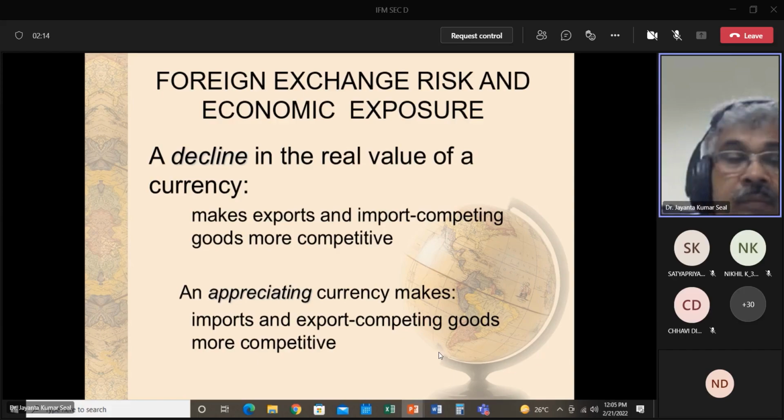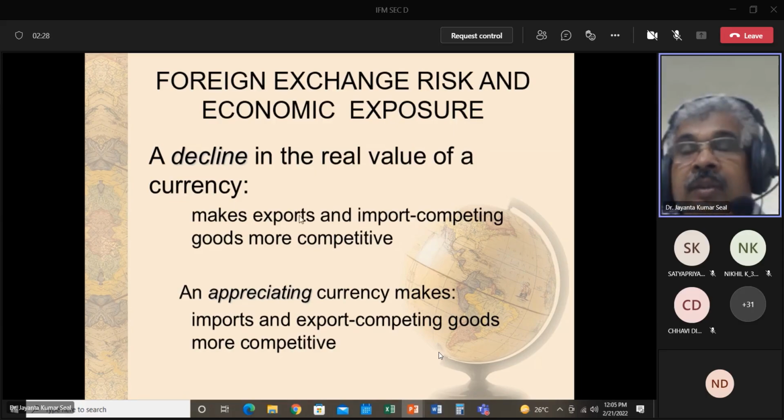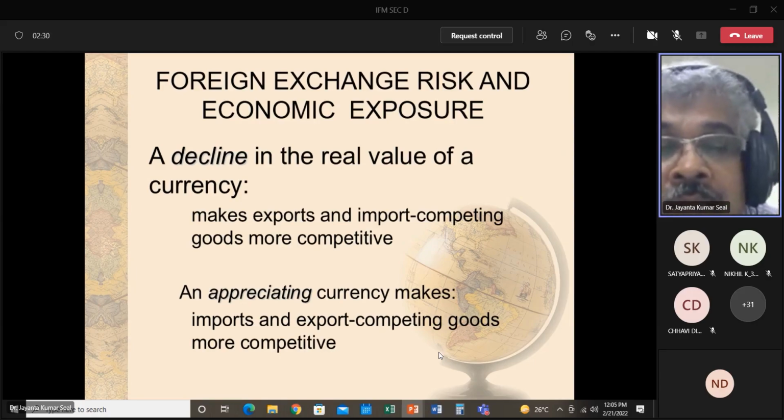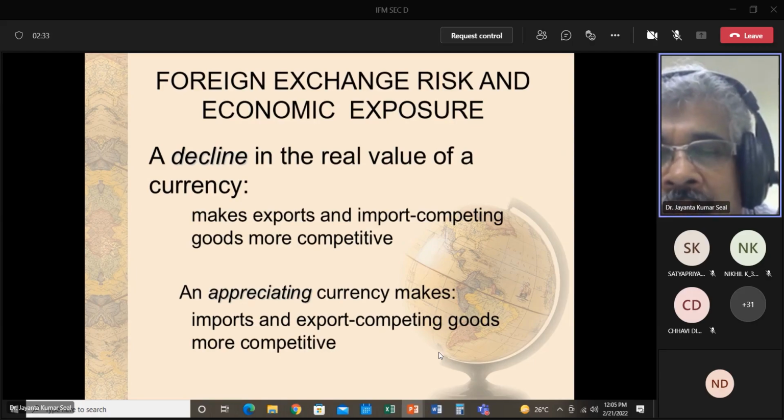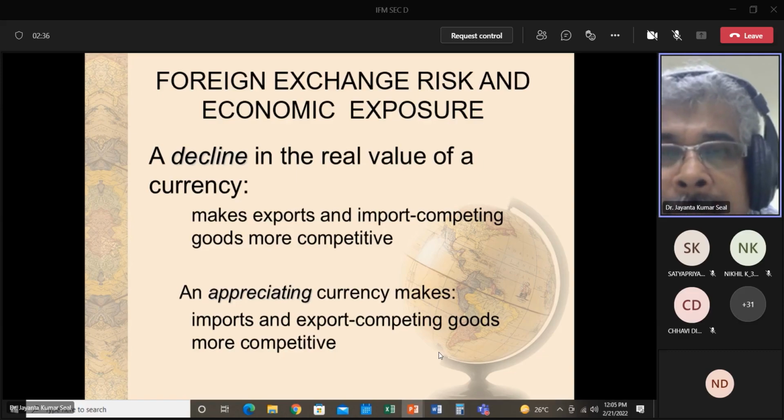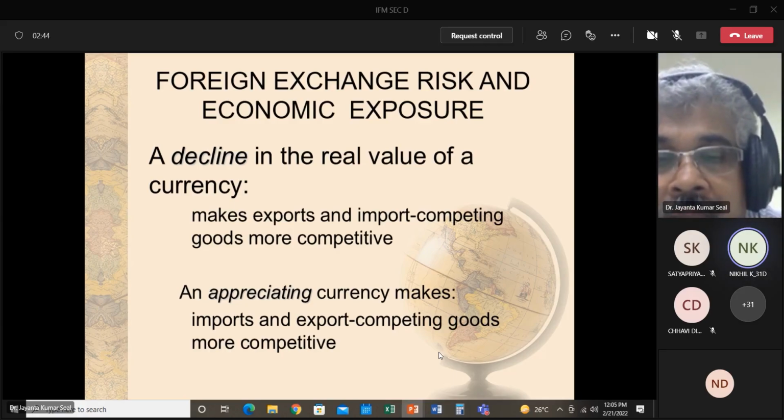So a decline in the real value of a currency, basically when your currency depreciates. So when your currency depreciates, naturally what happens? It makes export more competitive. Naturally, we know that because our goods will be cheaper in the foreign market. Do you understand why it is? Any idea why it happens? Sir, if the currency depreciates, like if the rupee value is 75 and it goes to 76, then they will get it for less than $1.